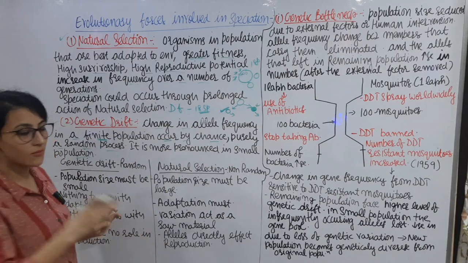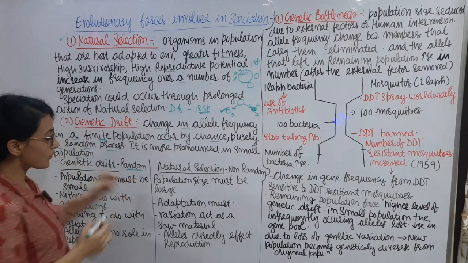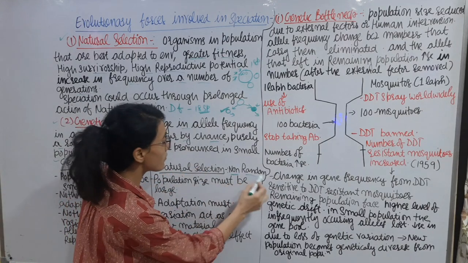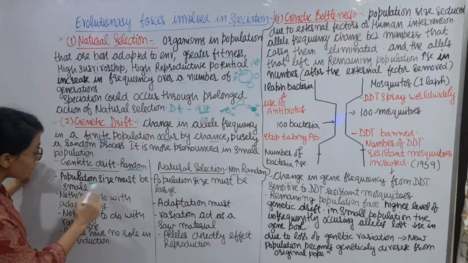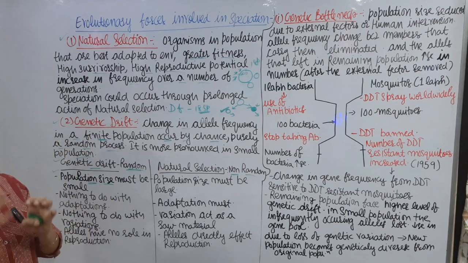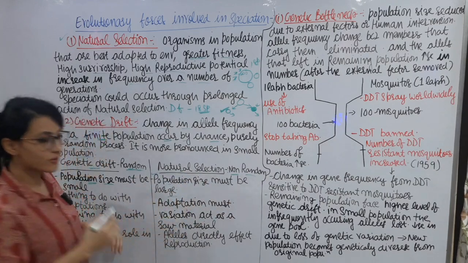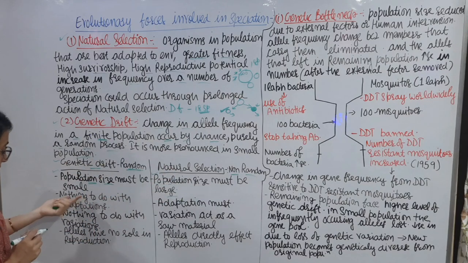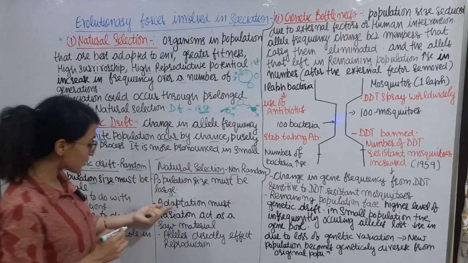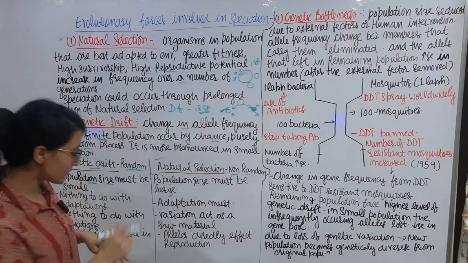Now here is the difference between genetic drift and natural selection. First of all, genetic drift is a random process, but natural selection is a non-random process. Secondly, genetic drift is more pronounced in a population of small size, but for natural selection the population size must be large in order to see its effect. Then, genetic drift has nothing to do with adaptation and variation, but in natural selection the individual best adapted to the environment is selected.